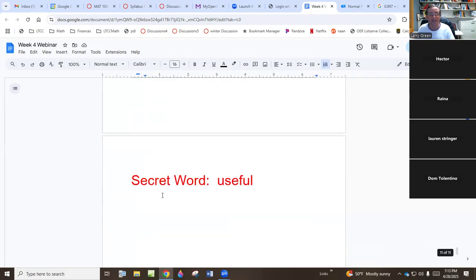And that is a secret word. The secret word is useful. And that's because the normal distribution is the most useful distribution in all of statistics. And we'll learn why next week. But you can trust me that it is. So useful is a secret word.